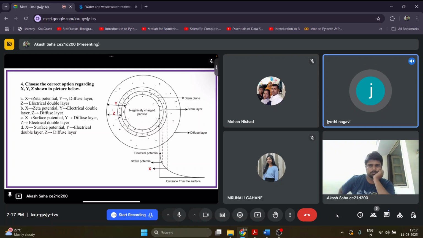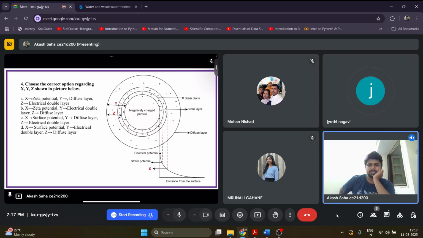Is it option B, sir? Option B. So you are saying X would definitely be the zeta potential because it is the only thing that is showing the potential. We have the potential marked below on the y-axis of the graph, so X will show the zeta potential. Then Y is the electrical double layer, the distance between the charged particle surface to the end of the diffuse layer. And then the diffuse layer will be over the charges of the charged particles. So B is correct. We will look at what these are called.